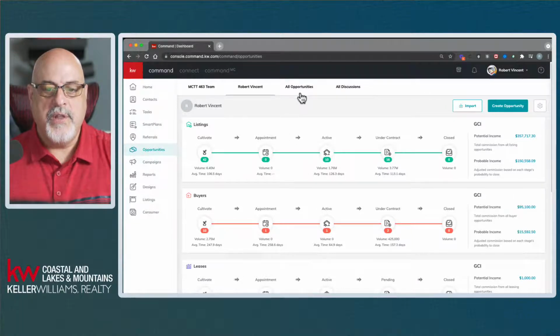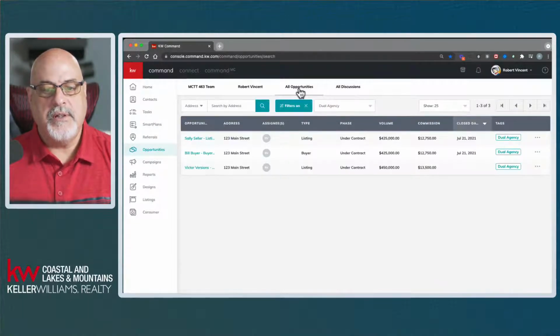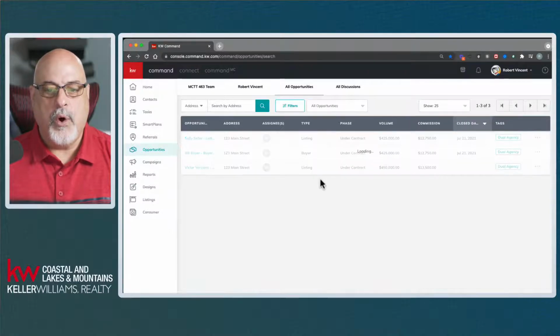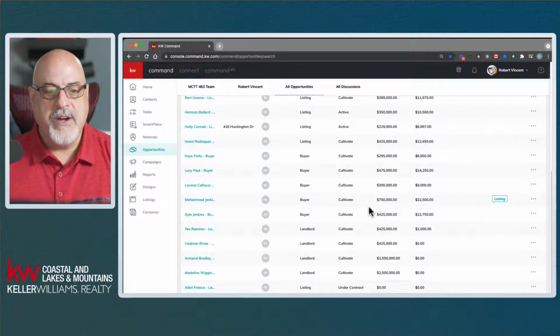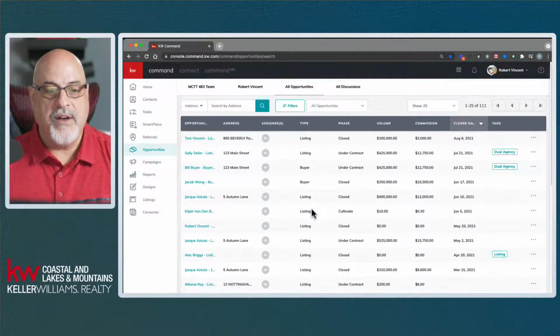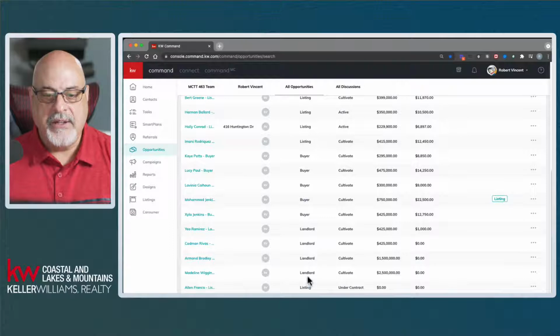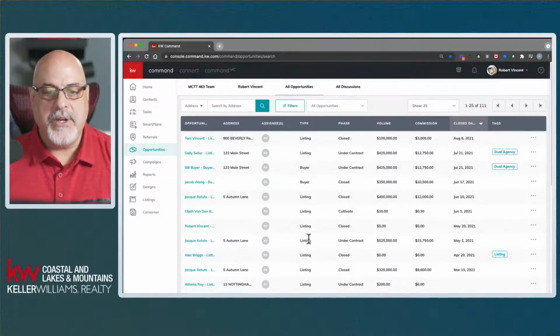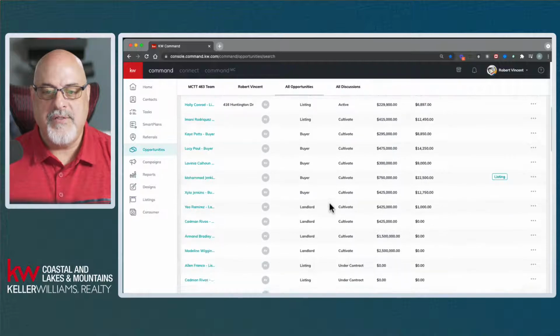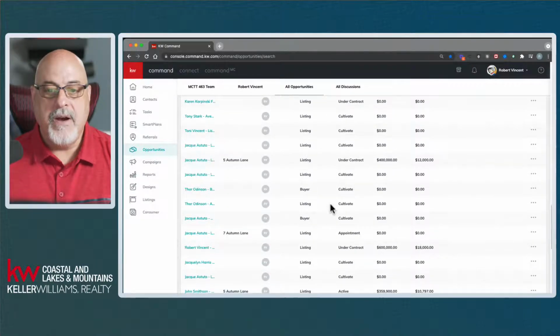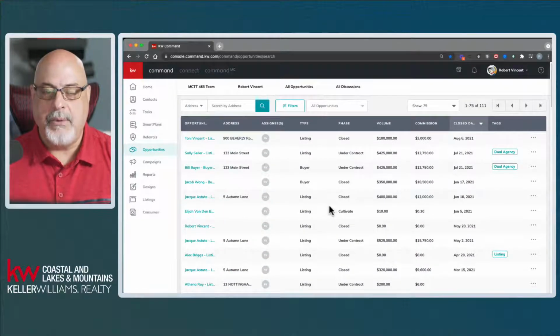I'm going to use the all opportunities listing page for all of my opportunities. So here are all of the opportunities that I have, regardless of whether they're listing, buyer, landlord or lease. All of them are here. All of the opportunities are on this page. There's 111 of them. So right now I'm showing 25. If I show 75, I can scroll through all 75 of my opportunities. They're not being managed as the pipeline, but I can use this page to search for them.